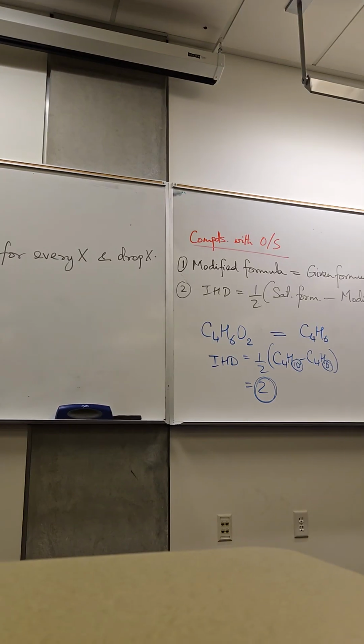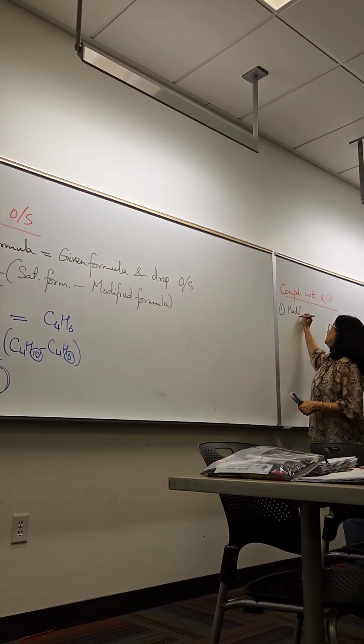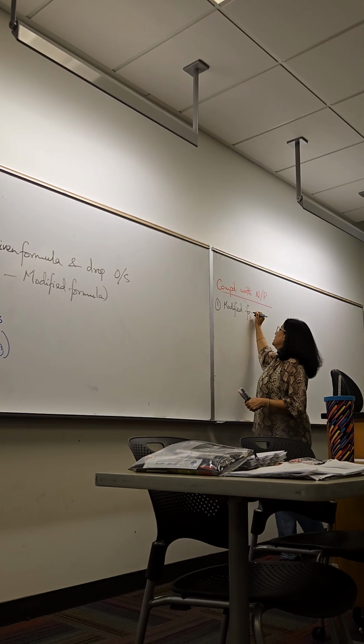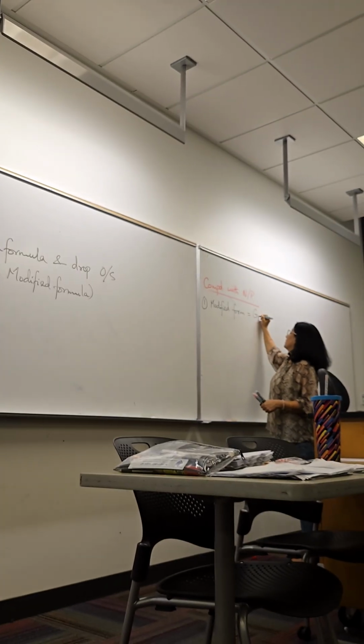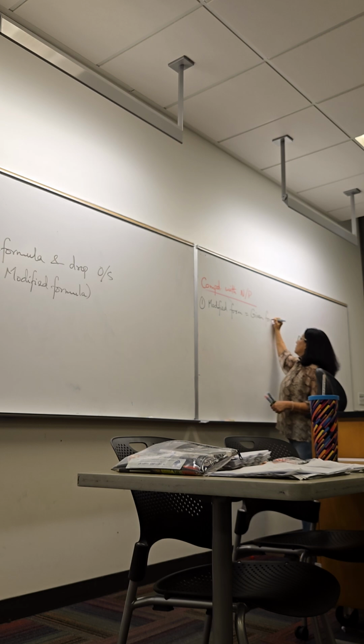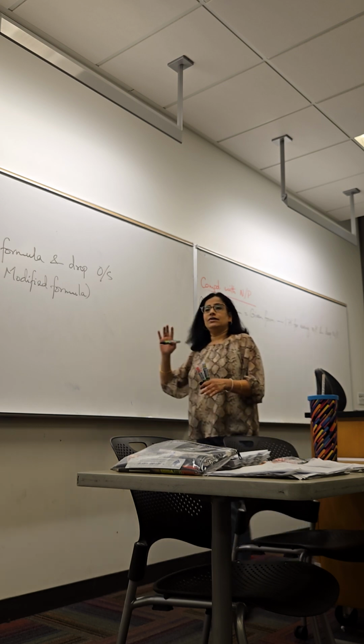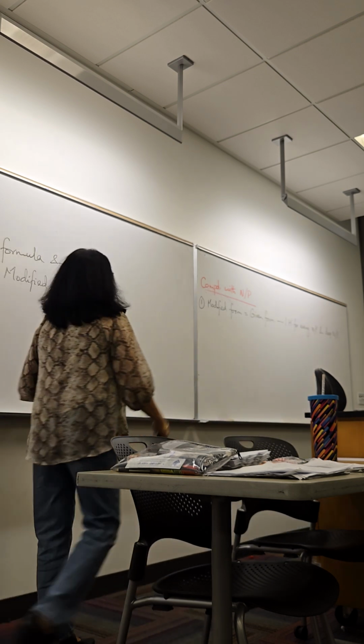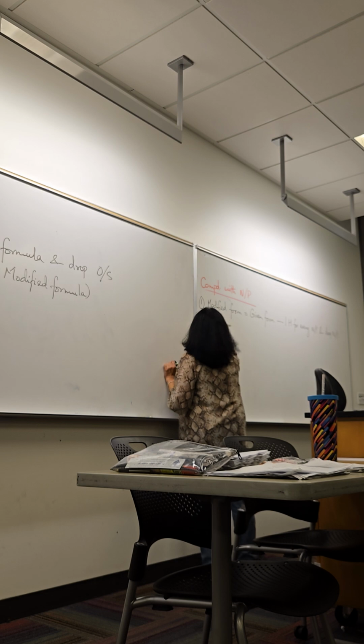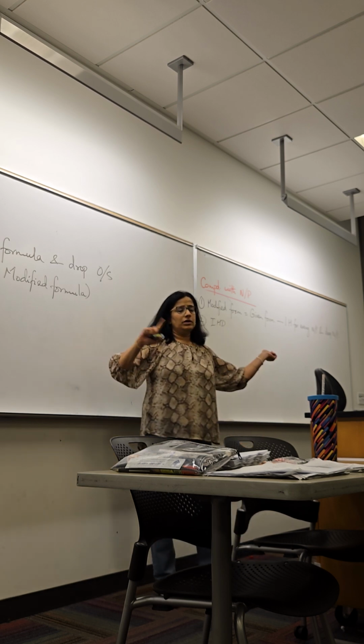It's okay. So the modified formula in this case is the given formula minus 1 hydrogen for every nitrogen or phosphorus. So this time you're taking a hydrogen away. And the rest is the same. Calculate the IHD using the same formula.